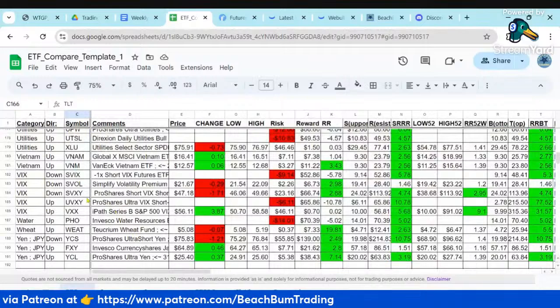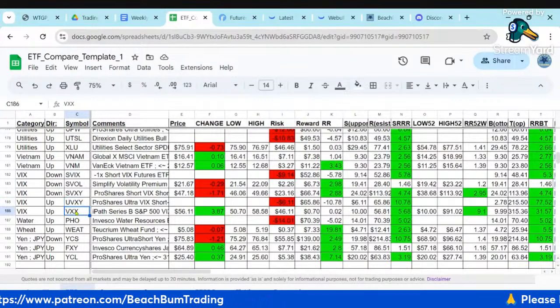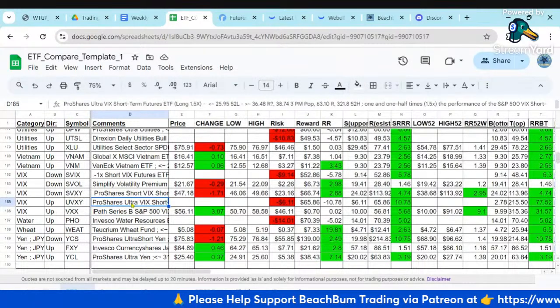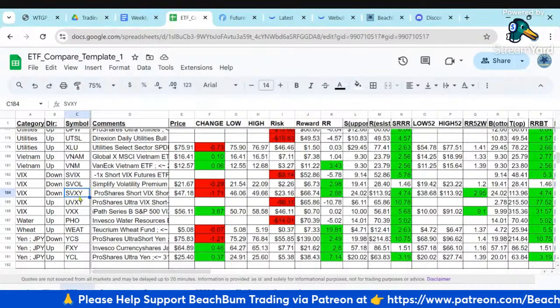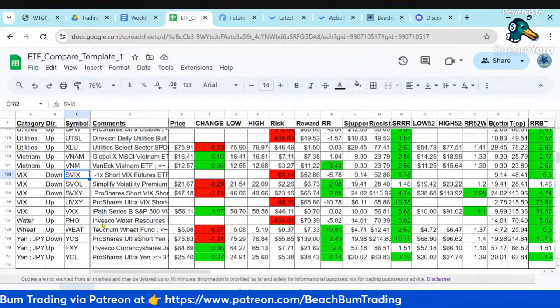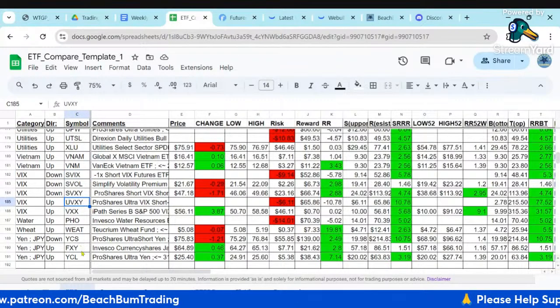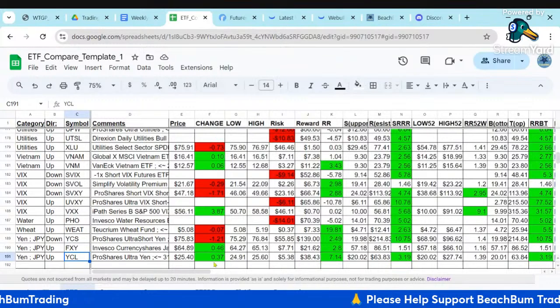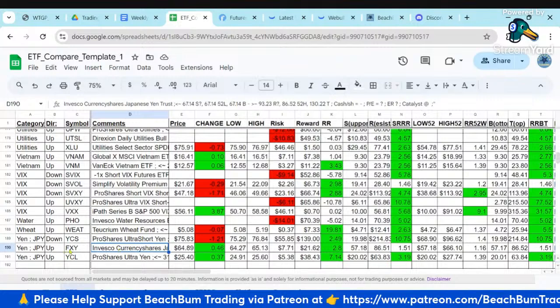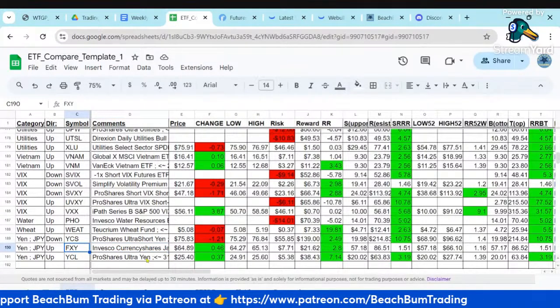Also, we have volatility, so several to long volatility, VXX, UVXY, so you can see the different leverage. And short, SVXY. Again, the VIX tends to retrace pretty quickly, so you need to be nimble. We talked about that yen carry trade, so YCL is the long on the yen, YCS is the short, or you can just trade the direct index, FXY. So again, plenty of opportunities.